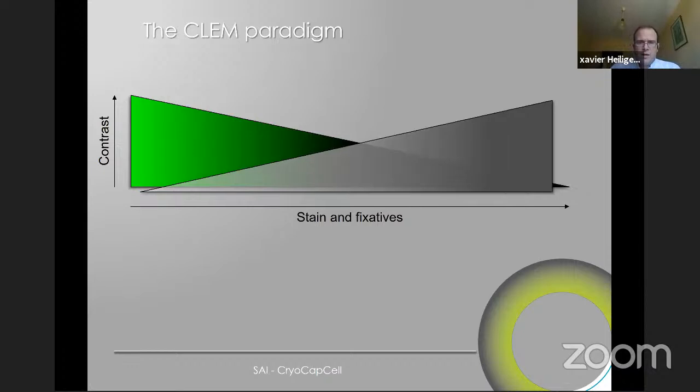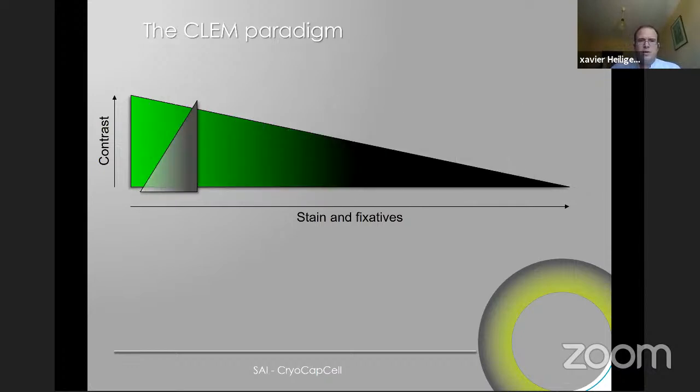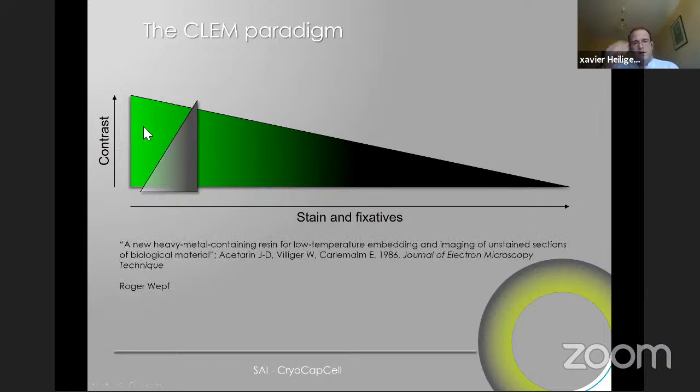So this is a balance which is problematic. And so the idea would be to be able to generate contrast as much as possible way earlier in the whole process, so that you would have to add a very low amount of fixatives to have high contrast in EM while preserving the fluorescence. And so a few years ago, and I must acknowledge Roger Wepf for that, I was approached by Roger, and he said, well, you're developing technologies and you have a knowledge in plastic that we don't have.